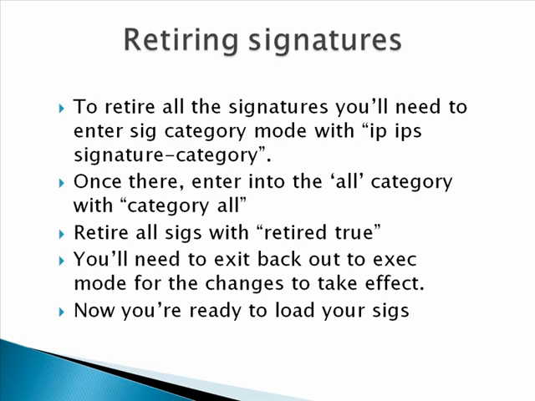Okay, so we go interface serial 000 or whatever interface we want this thing on. Type in IPS Cisco in. It compiles the limited number of signatures. Then what we can do is go to IPS signature category, category all, retired true. So that turns off all the signatures. Nothing's going to compile when we load our signature package.